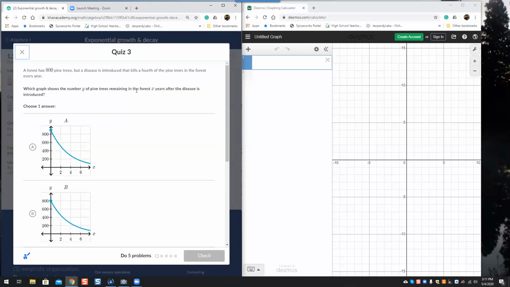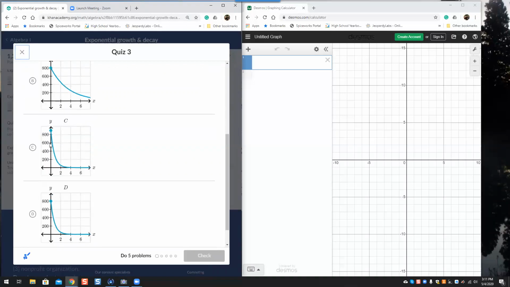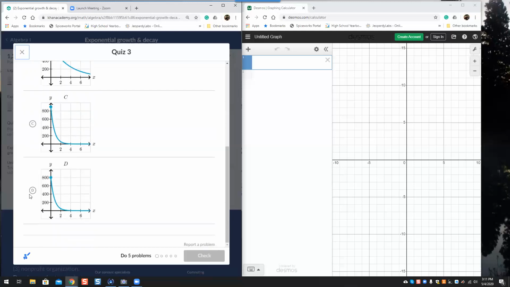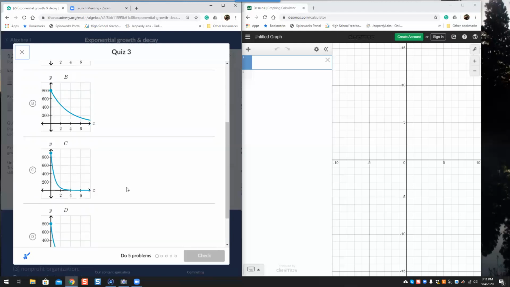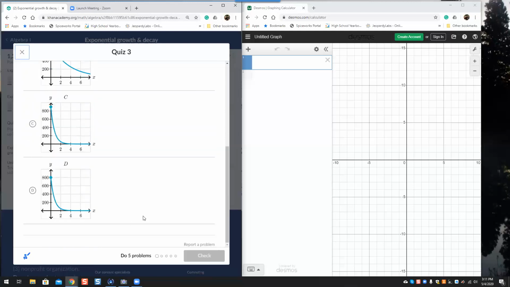So I can tell right off the bat that at year zero, we're going to have 800. So this graph isn't going to do it because it's showing us that we have 900 trees. This graph could, because it's starting on year zero at 800. So B is a possibility. C again cannot be the graph because at year zero, we have possibly over 900 trees. So C is not an option, but D does have us at year zero having 800 trees. So it looks like B and D are possibilities.